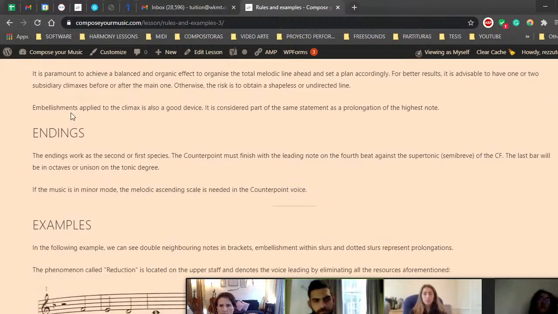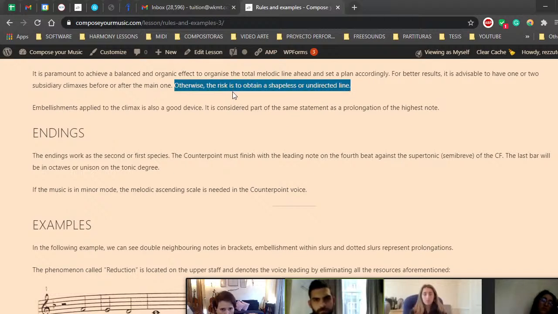Embellishments applied to the climax is also good advice. It is considered part of the same statement, as a prolongation of the highest note. Now, something I didn't say, but it's important: the risk is to obtain a shapeless or undirected line if you don't plan ahead.